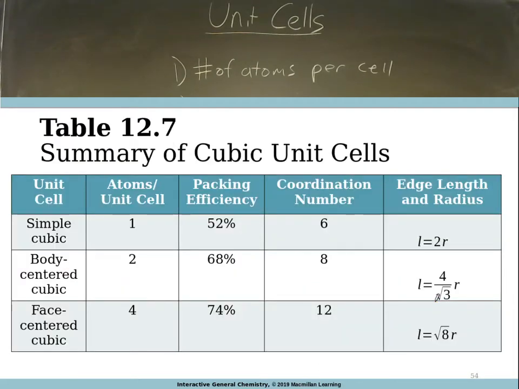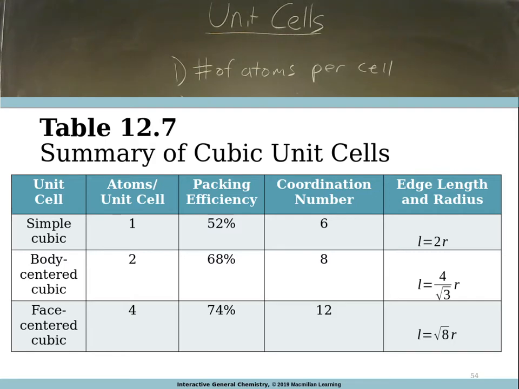Simple cubic has 1 atom per unit cell, body-centered cubic has 2, face-centered cubic has 4. The coordination number of simple cubic is 6, body-centered cubic is 8, and face-centered cubic is 12. And then the relation between their edge length and the radius: simple cubic L equals 2r, body-centered cubic L equals 4 over root 3 times r, and face-centered cubic L equals square root of 8 times r. And this is really all you need to know. The derivations and things, it would be fine for you to forget about. So this table 12.7 really summarizes the most important things that you need to know to solve problems here.